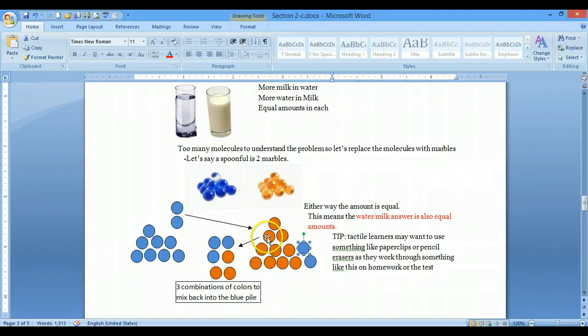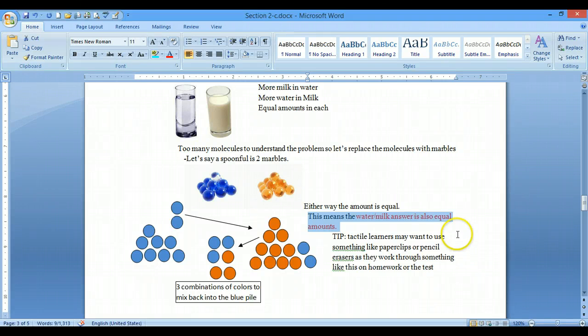Now let's go ahead and see what happens if I take 2 oranges. If I take 2 orange marbles and move it into this pile, there are 2 orange marbles in the blue pile, and over here these 2 blues stayed, and I have 2 blues in the orange pile. I have equal amounts. No matter what kind of pairing I use, I will have the same in both. So the answer is equal. Because it is equivalent with the marbles, it'll also be equivalent in the milk and water example. There's my answer.